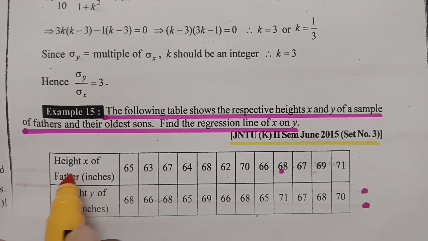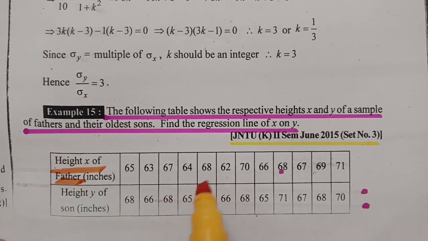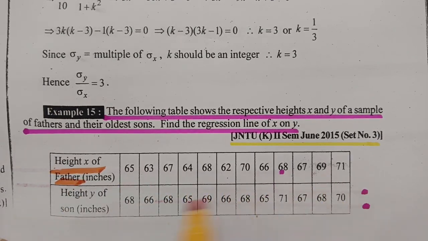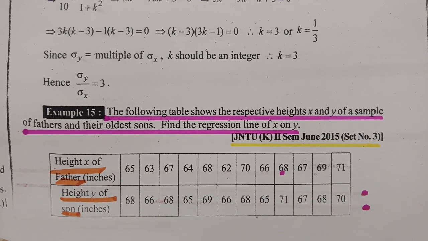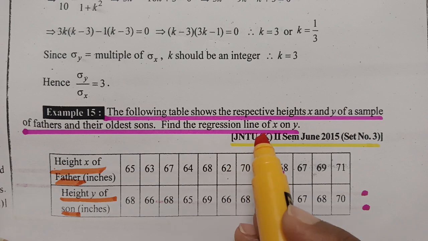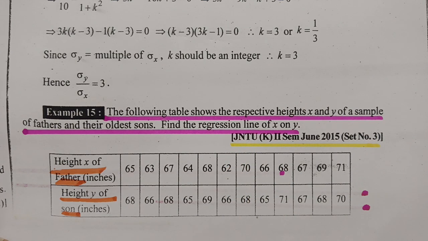If you observe this, the height of the father gives the x series, and the height y of the sons gives the y series. So now we have to find the regression line. I am going to write the formula in a simple way and solve it. Please do watch till the end.